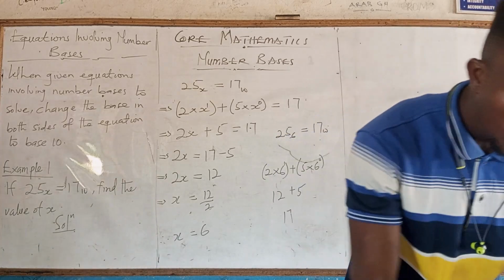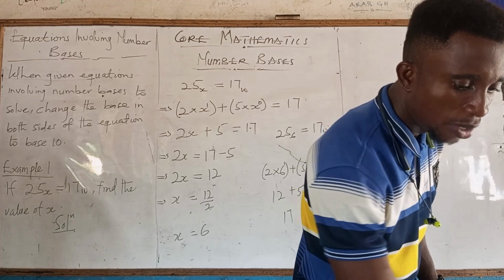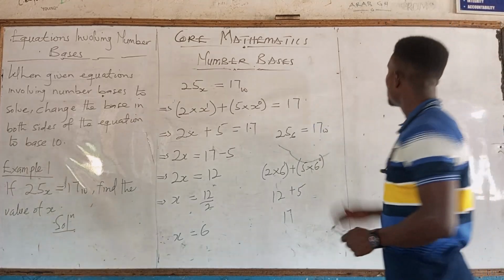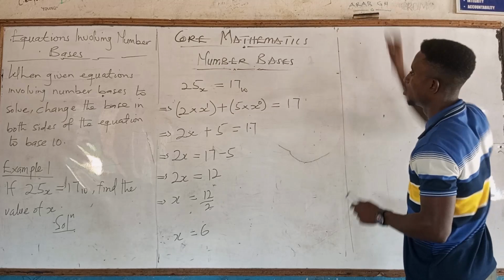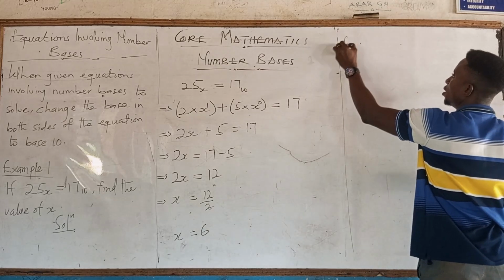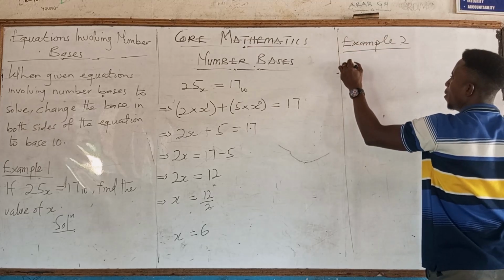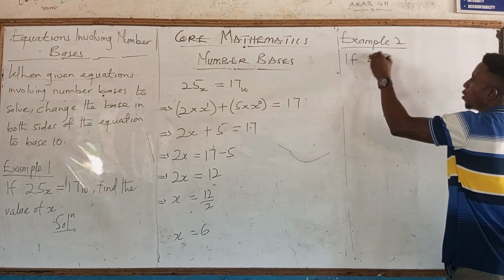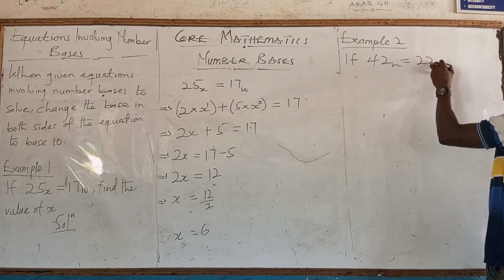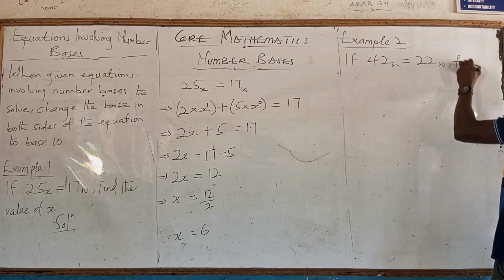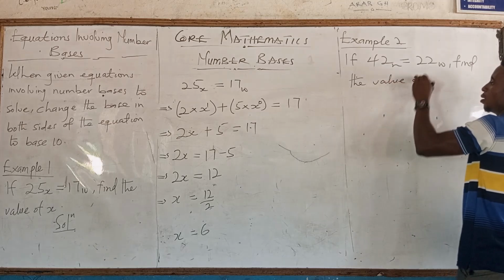Okay, let's take the next example. That is example number 2. Example number 2 says, if 42 base n is equal to, let's say, 22 base 10, we have to find the value of n.